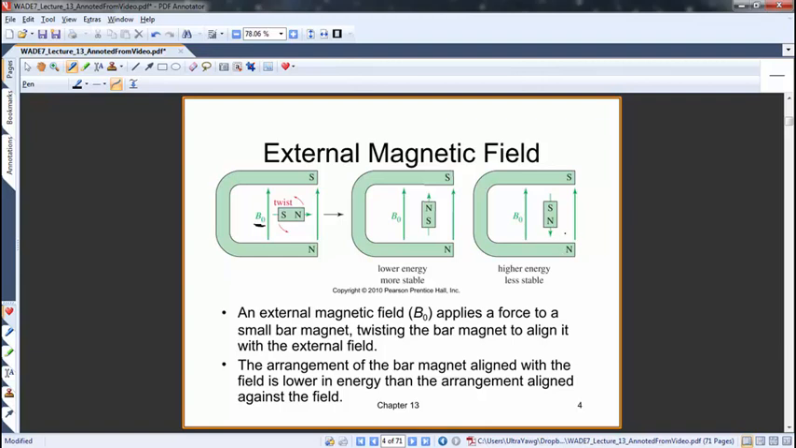Obviously, this is not a favorable interaction, and so this is a higher energy state. The more favorable interaction, where the north is by the south and the south is by the north, is a lower energy state, so that's more stable. Most of the nuclei would prefer to be in this state and don't want to be in this state, but depending upon the random orientation that they started with, they may not have that choice.